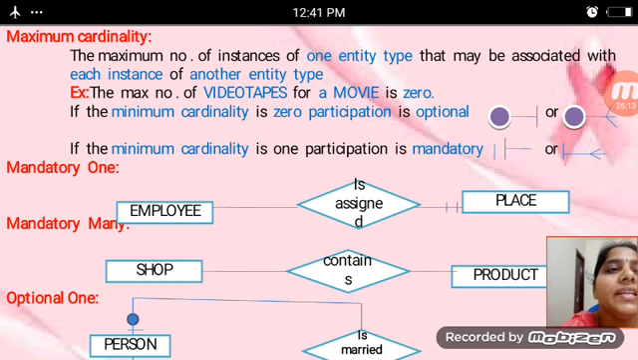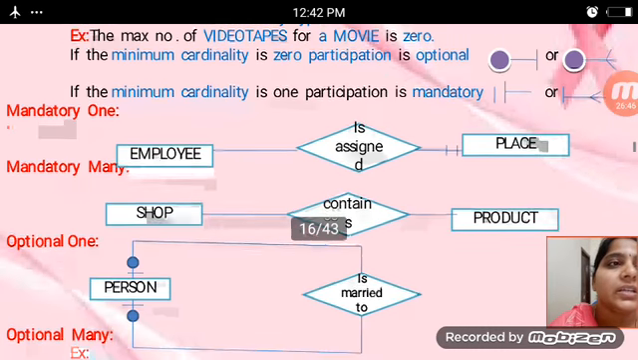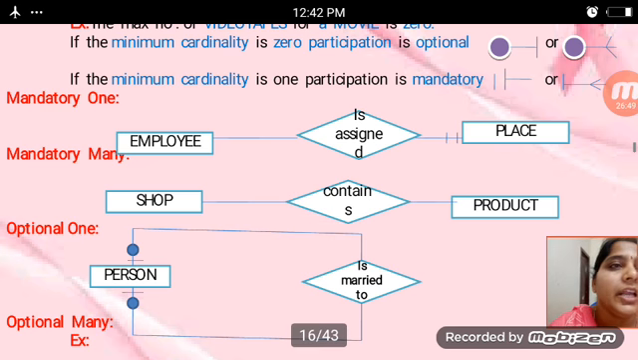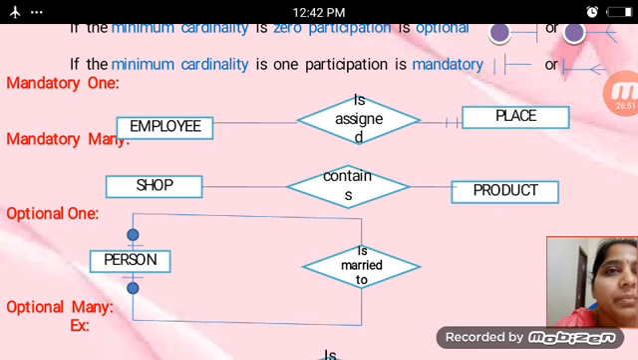If the minimum cardinality is 0, participation is optional. A movie having 0 videotapes means the minimum cardinality is 0, so participation is optional. If the minimum cardinality is 1, participation is mandatory. The cardinality constraints are divided into three parts: mandatory one, mandatory many, and optional.